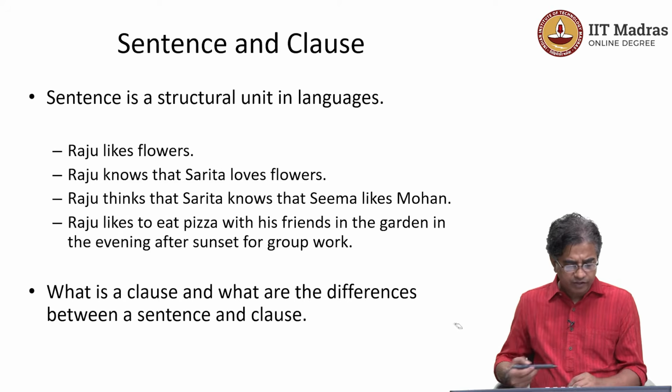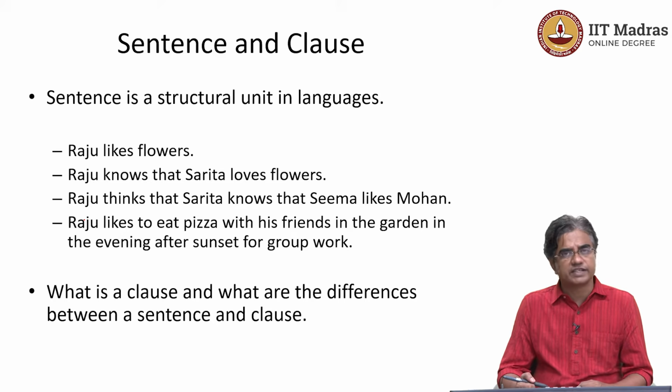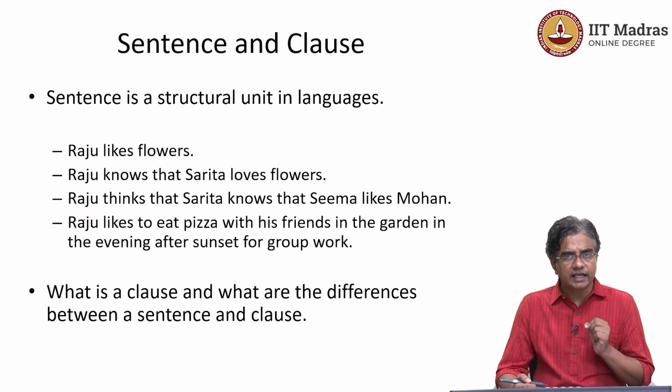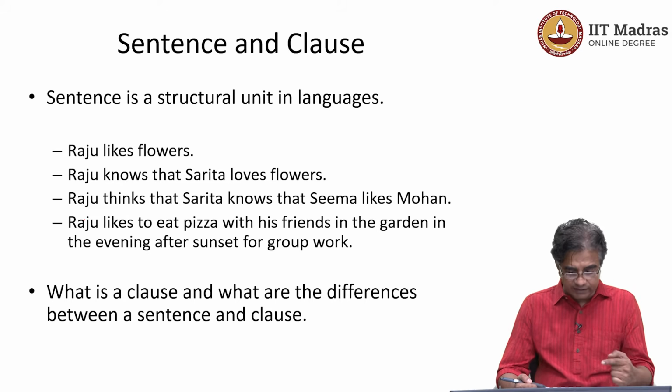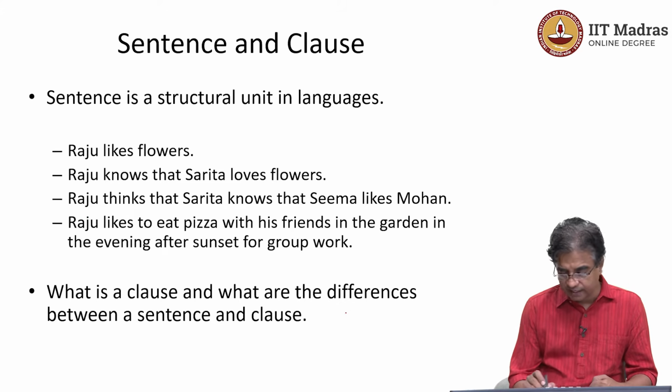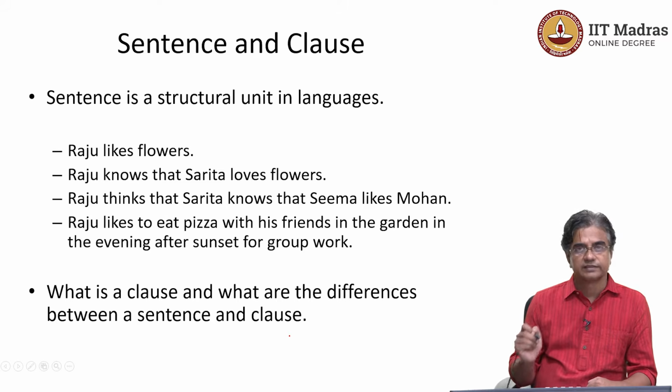You see, we have 4 examples of different sentences. Please look at them. We know a bit about sentences by now, so see if they fulfill the requirements of being a sentence or not, and in what ways these examples are different from one another. Because there are 4 examples and they are all different from one another. And then we will look at what is a clause and what are the differences between a sentence and a clause.